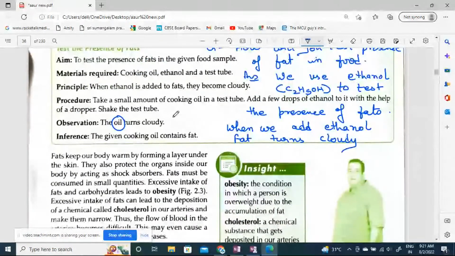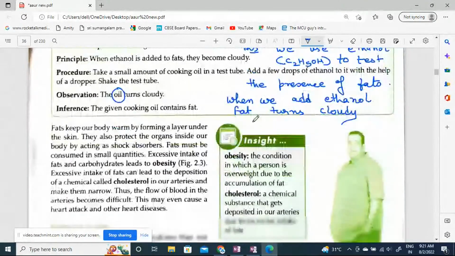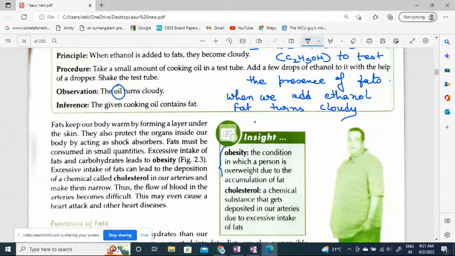Now next question, obesity. It is given over here. What is obesity? When a person is overweight because of a greater intake of fat and carbohydrate, he suffers from a disease. That means he gains weight, and that condition is termed obesity.